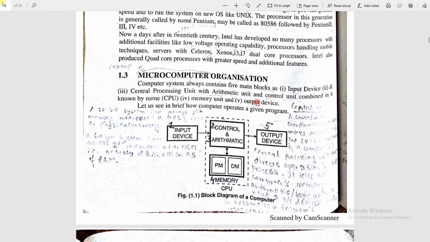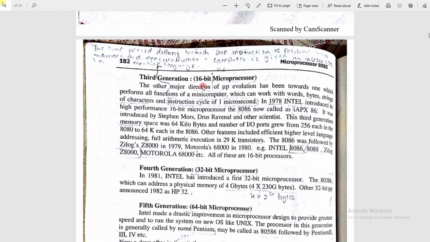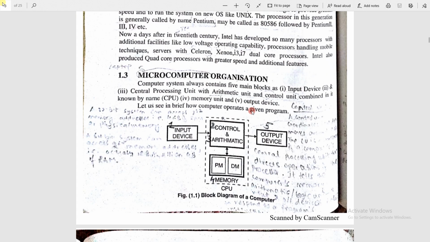So now you know the classification of computers: microcomputers, minicomputers, mainframe computers, and then supercomputers. The processors were first evolving in the direction of microcomputers, and then in the third generation, the evolution was towards minicomputers. So in today's topic, we are going to do microcomputer organization.